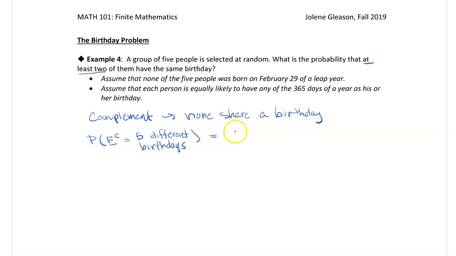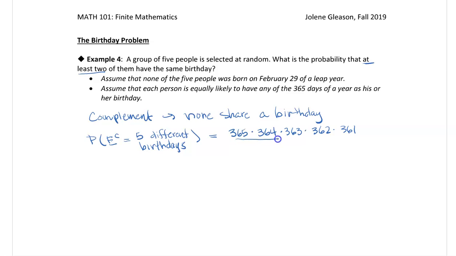So how many choices do we have for the first person's birthday? The first person's birthday could be any one of 365 days in the year. Now the second person can't have the same birthday, so that person only has 364 possible birthdays in order to satisfy our criteria. The next person can't have the same birthday as the previous 2, so they could have any one of 363 possible birthdays. The fourth person, 362, and the fifth person, 361, because we eliminate any birthdays of the previous people.